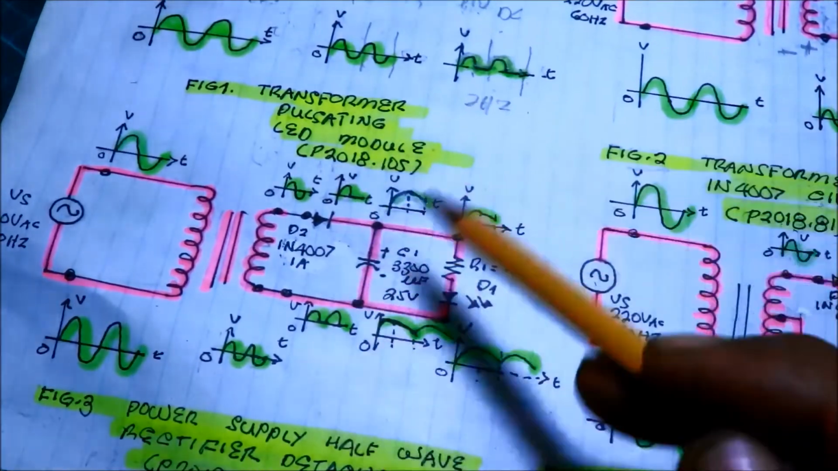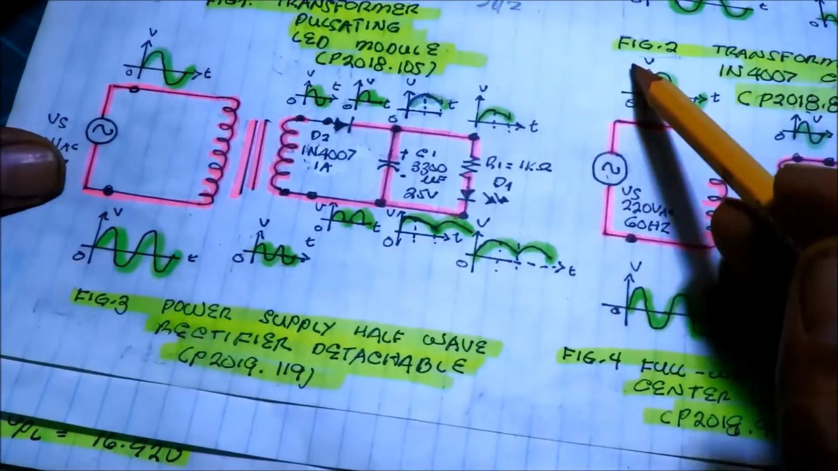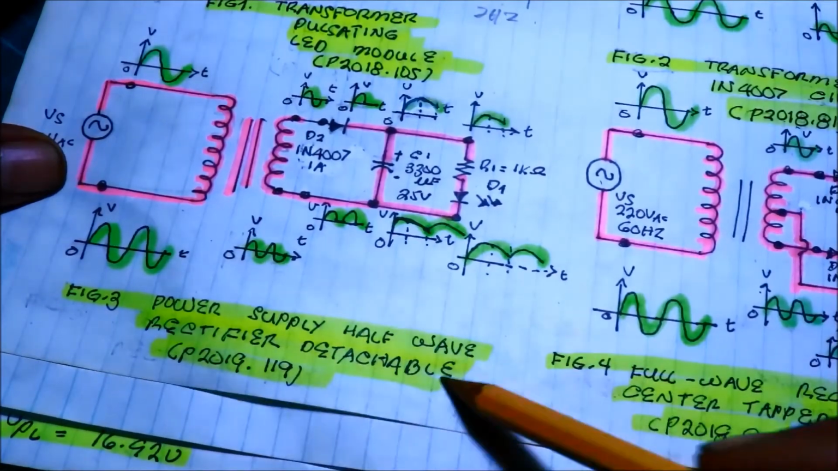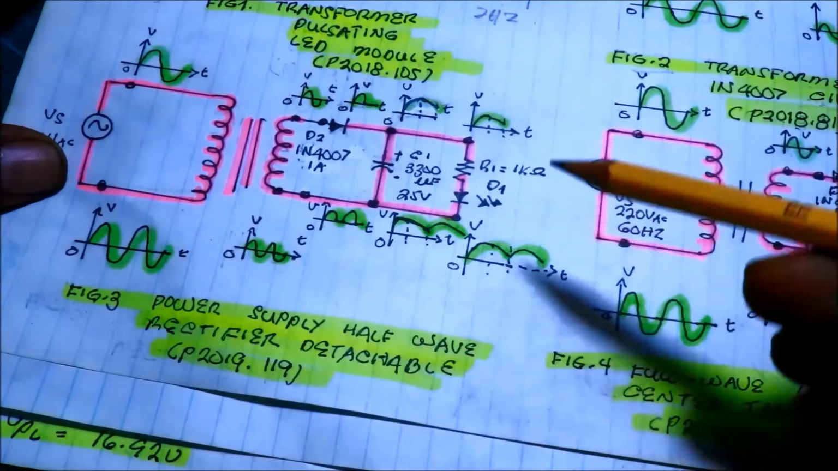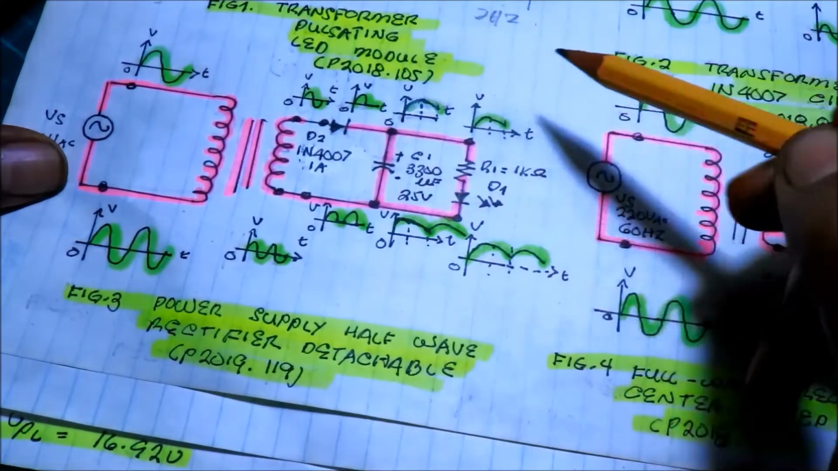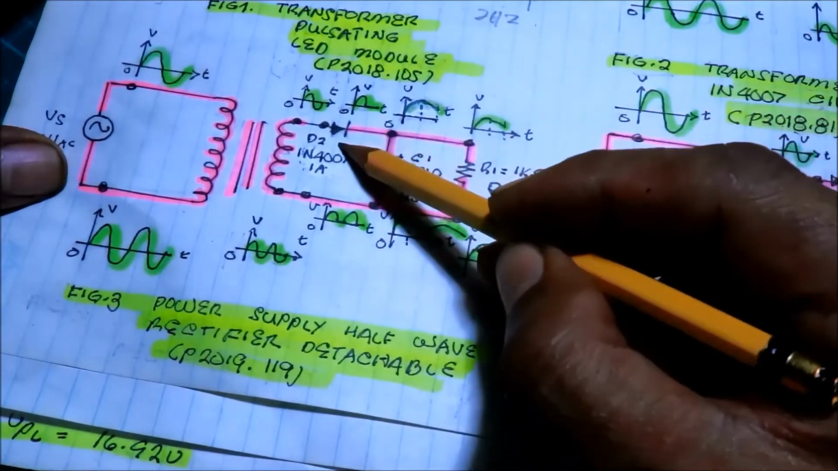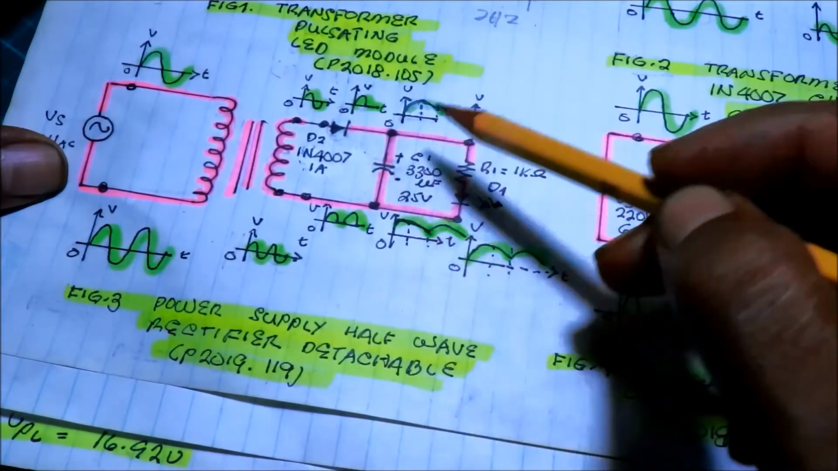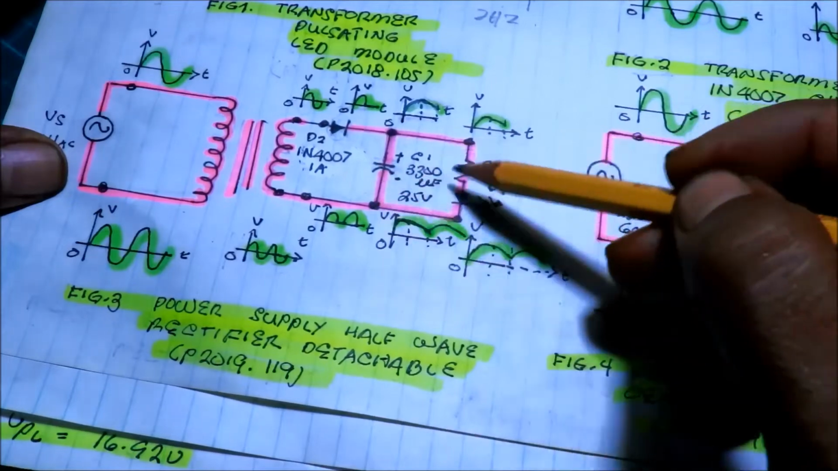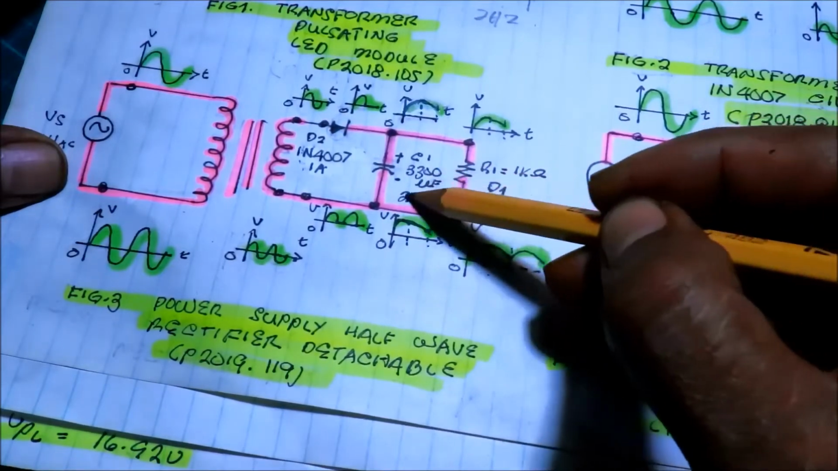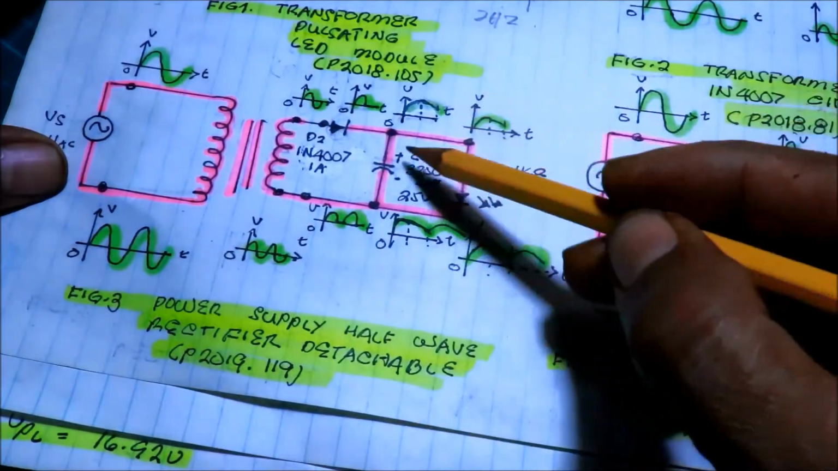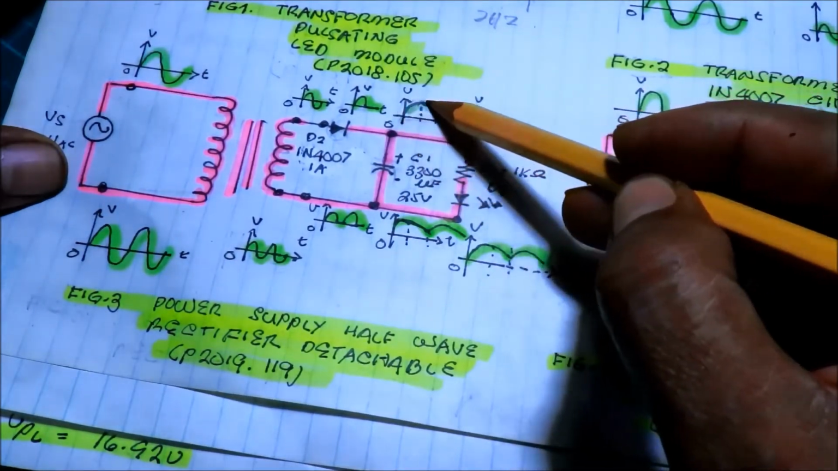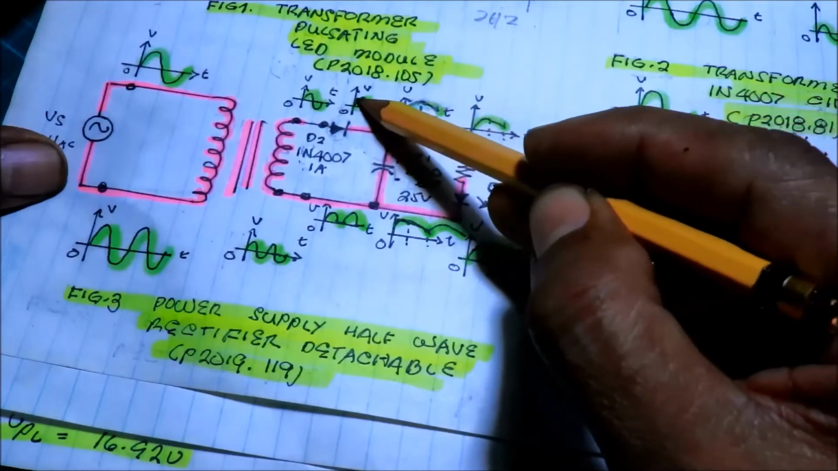Now, we have another previous project, which is the power supply half-wave rectifier detachable. That is the video title. In here, instead of connecting a diode only, I connect another component, which is the capacitor, equivalent to 3000 microfarad, 25 volts. What is the use of this capacitor? It helps to filter the wave.